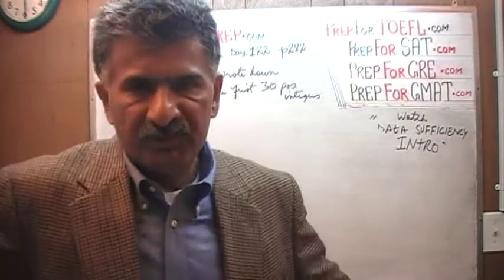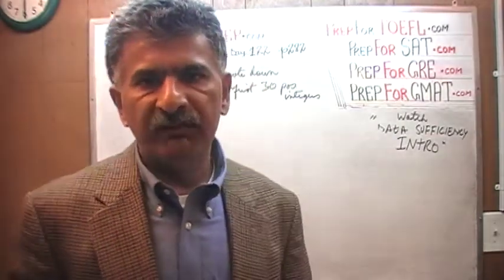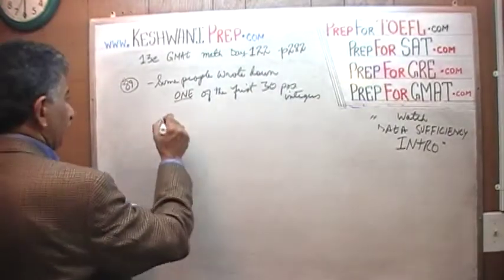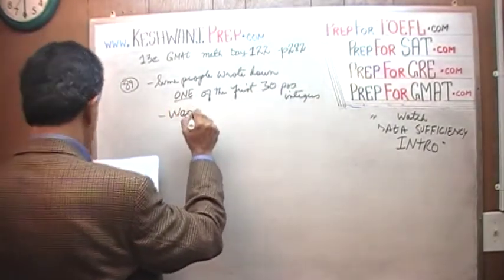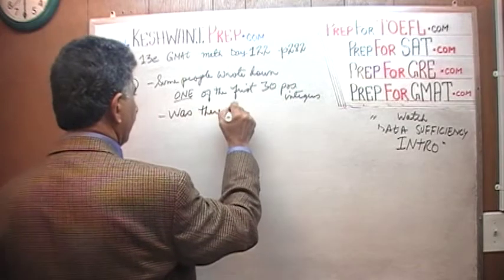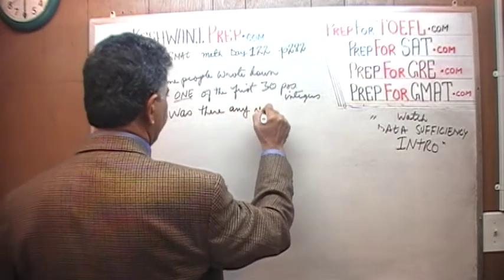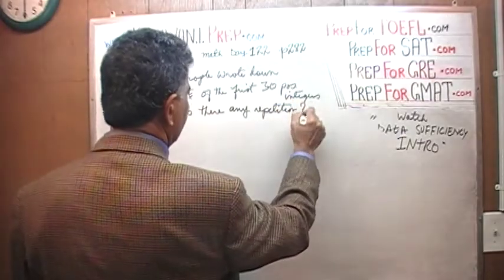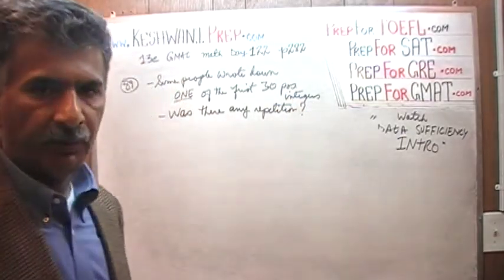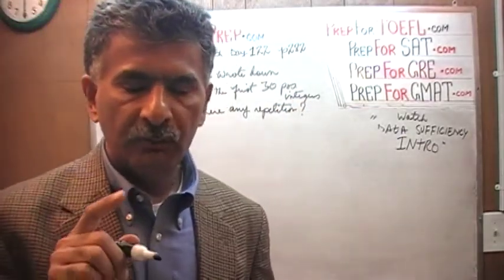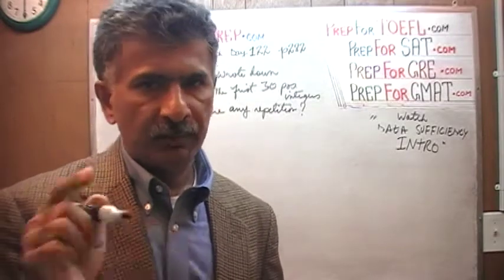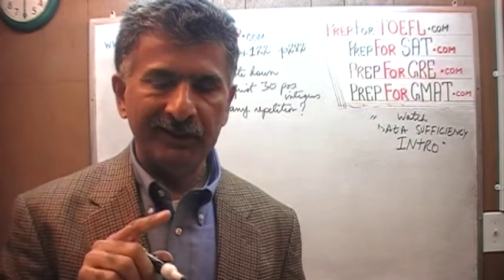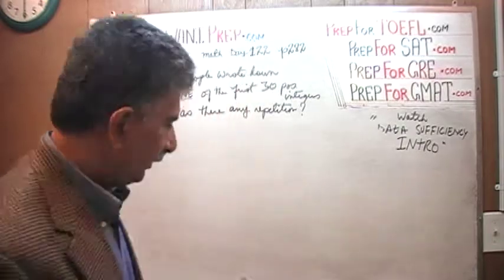Some people, we don't know how many people. It could be 5 people, it could be 5 million people. We have no idea. The question simply is, was there any repetition? In other words, was an integer written by more than one person? Was a given integer written by more than one person? Was any integer repeated? Let's see what they tell us.